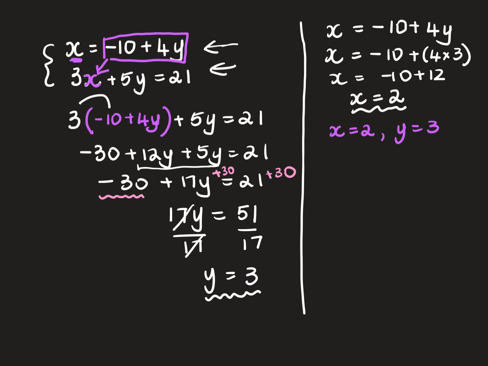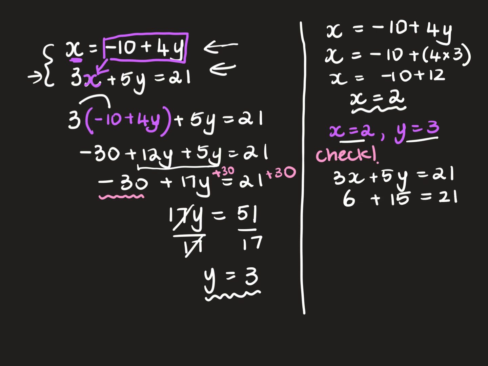Now I'm just going to check. How do I check it? I'm going to choose one of the equations. I might choose this second one here. 3x plus 5y equals 21. Let's see if that's true. X is 2, so 3 lots of 2 will be 6. Y is 3, so 5 lots of 3 is 15. 6 plus 15 does indeed equal 21, so I know that I'm correct.